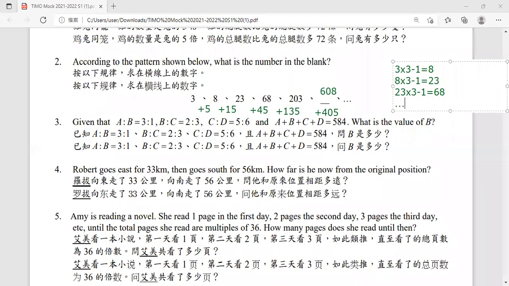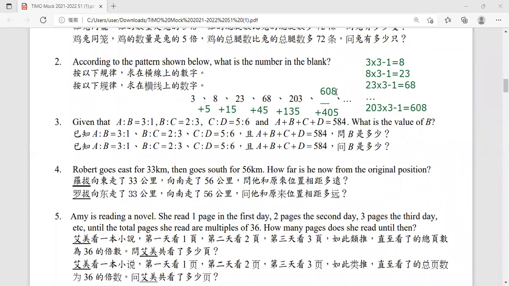So it's just that the next number will be times 3 and minus 1, and so on. And it turns out that 203 times 3 minus 1 will be equal to 608. It's something like that. Both are okay. Both are okay.